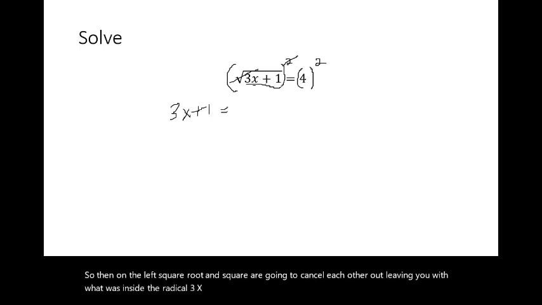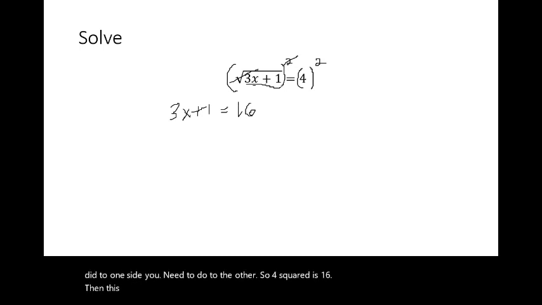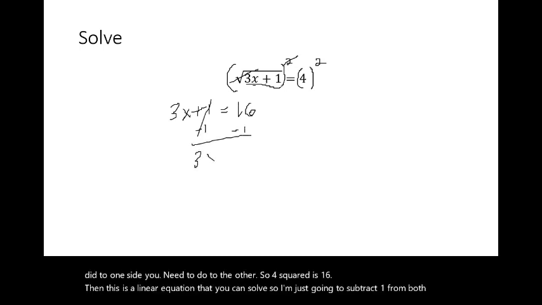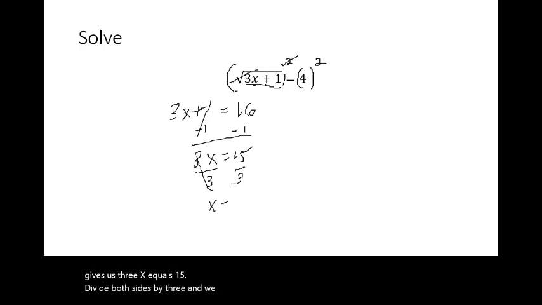And then on the right, don't forget that whatever you did to one side, you need to do to the other. So 4 squared is 16. Then this is a linear equation that you can solve. I'm just going to subtract 1 from both sides, which gives us 3x equals 15. Divide both sides by 3, and we get x equals 5.